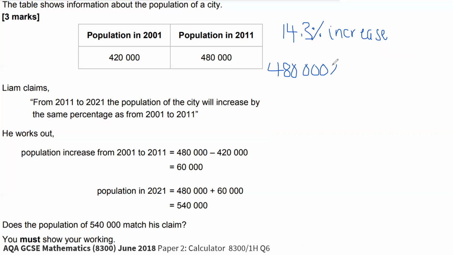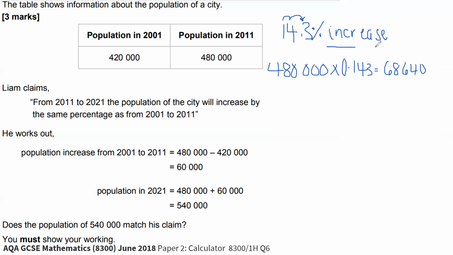So that means we're going to do 480,000 times by, and we need to convert this to a decimal. Remember, if we're converting this to a decimal, we need to divide it by 100, so we're moving this 2 places. For that, we're going to do 0.143. And that will give us an answer of 68,640.